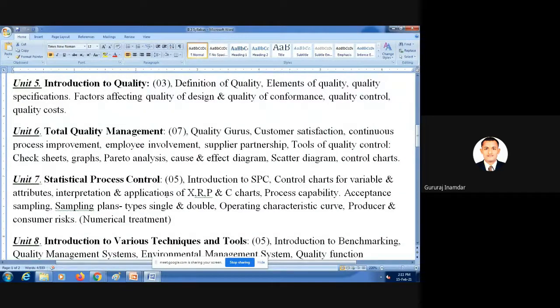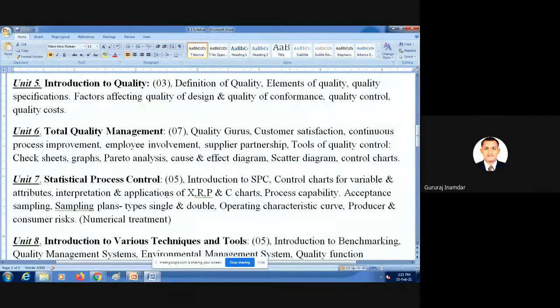Okay, process capability, acceptance sampling, sampling plans, types of single and double. Single sampling and double sampling, operating characteristic curve, producer and consumer risks. Okay, consumer risk, that also we have to study.